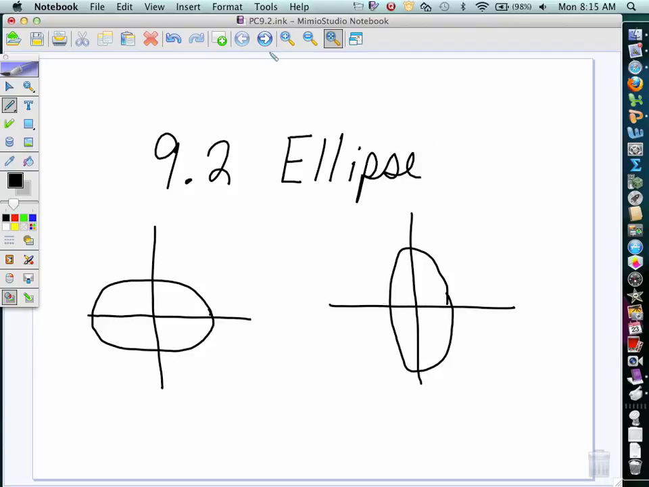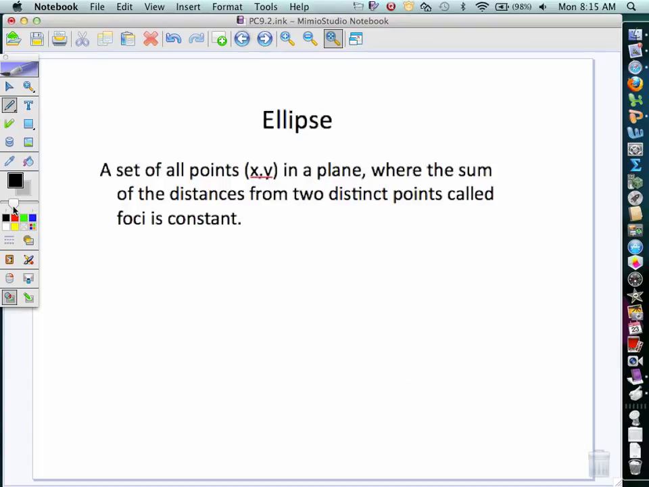let's look at the equations or the definition of an ellipse. Here's the definition. A set of all points x, y in a plane where the sum of the distances from the two distinct points called the foci is constant.